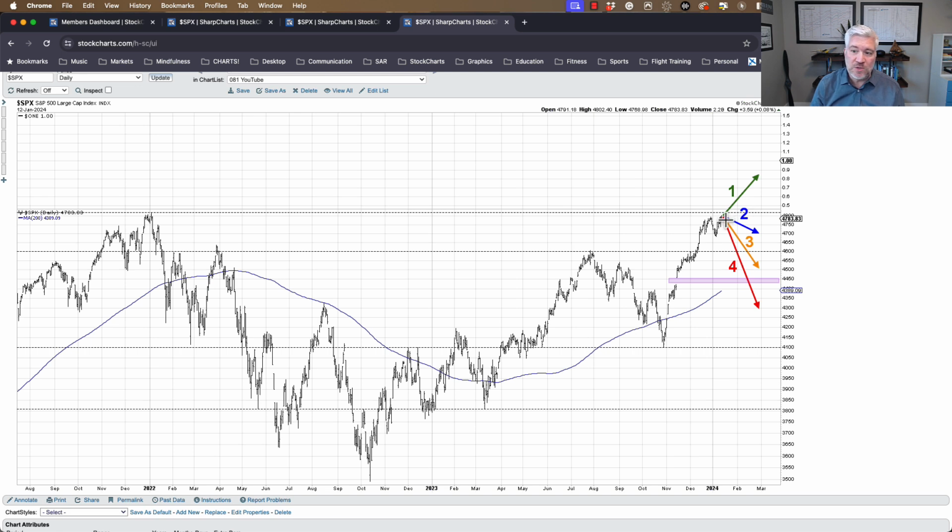So scenario 1 is we blow right through this, and the strength that we've seen here in the last week is just the beginning. The super bullish scenario, I would say, takes us up quite a bit higher to new all-time highs and even more. I would say the super bullish scenario gets us above 5,000 here in the next six to 8 weeks.